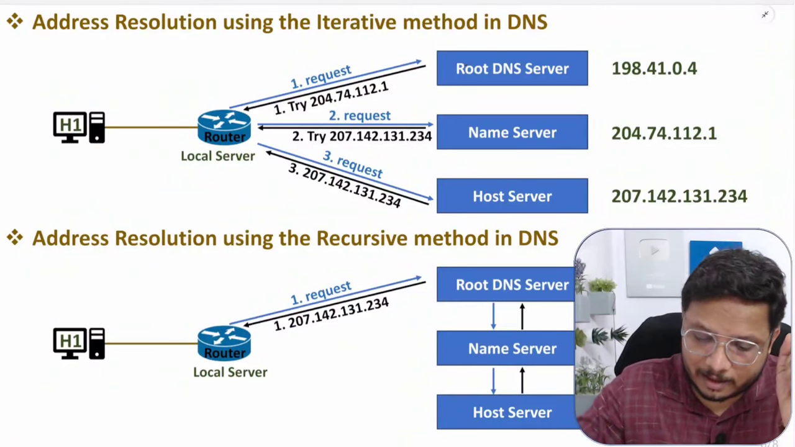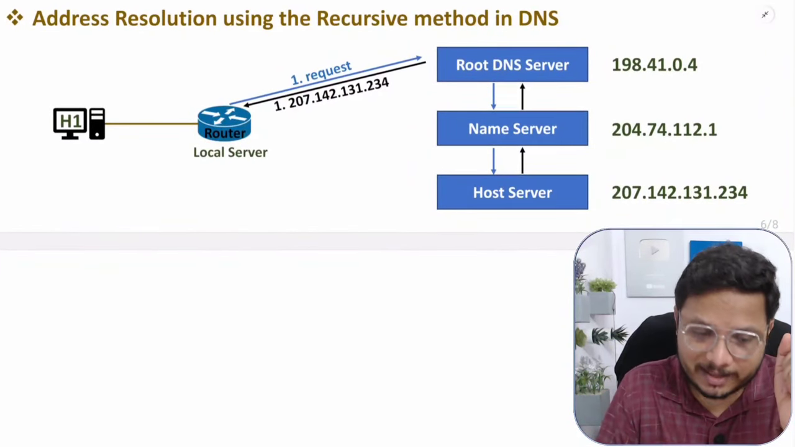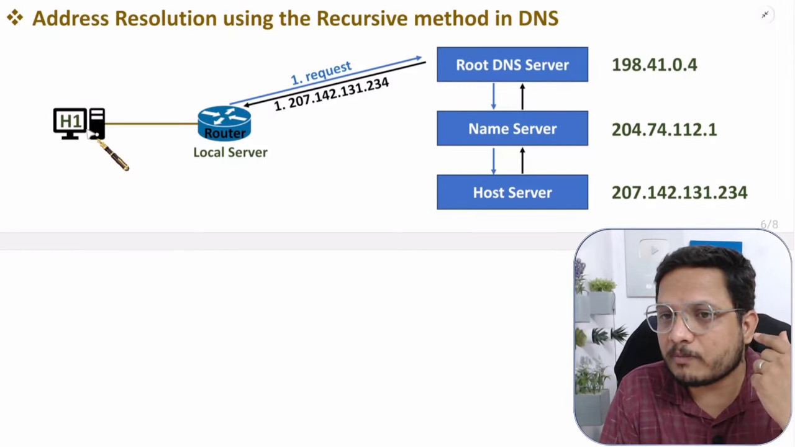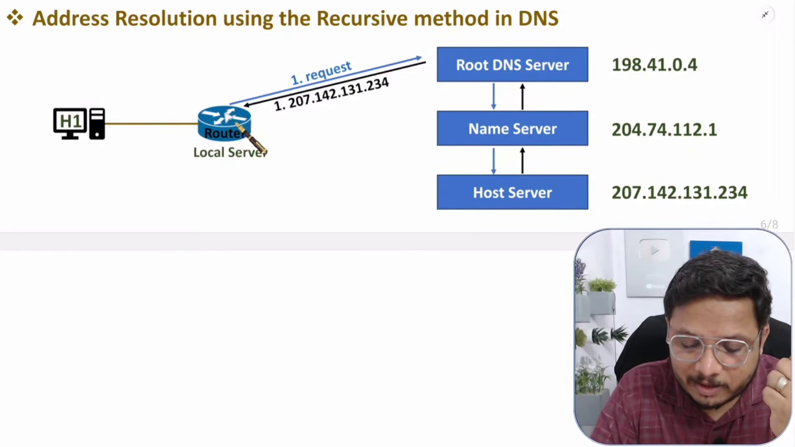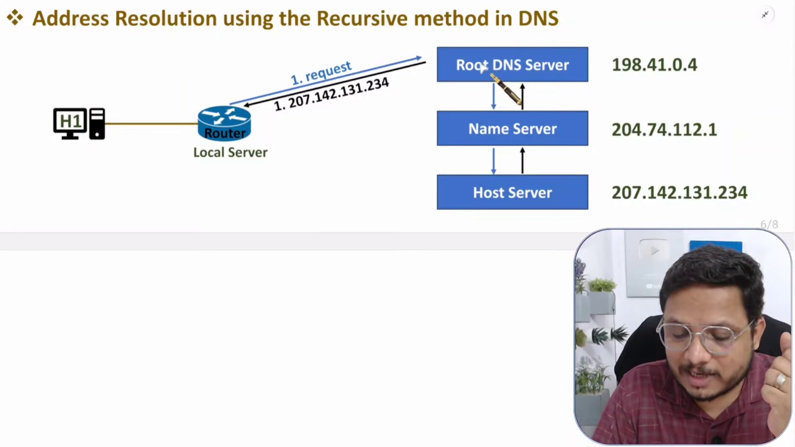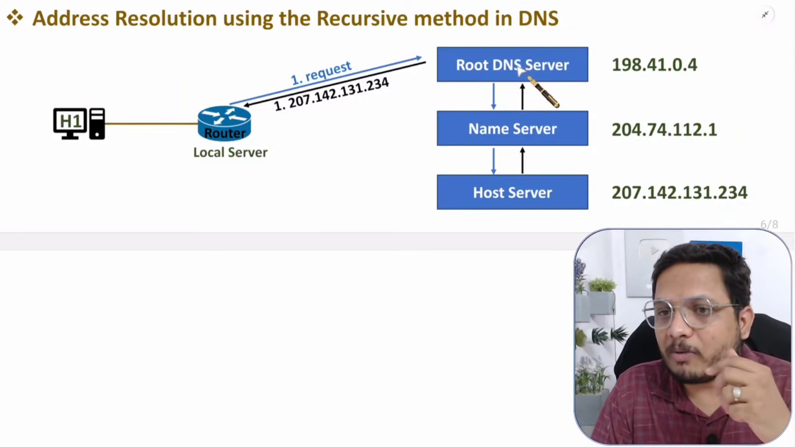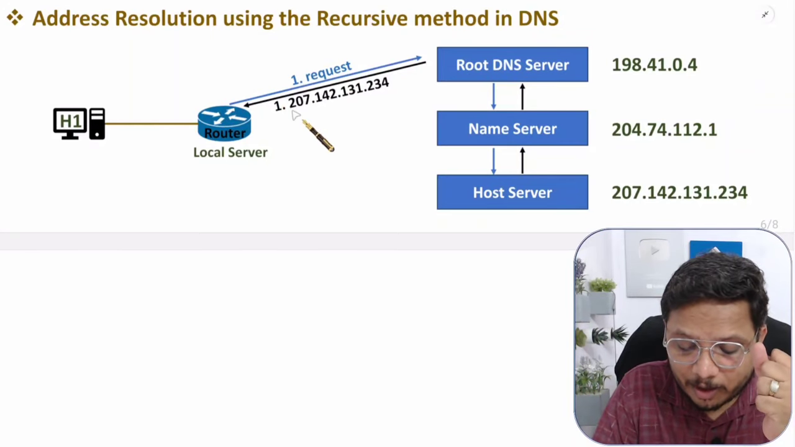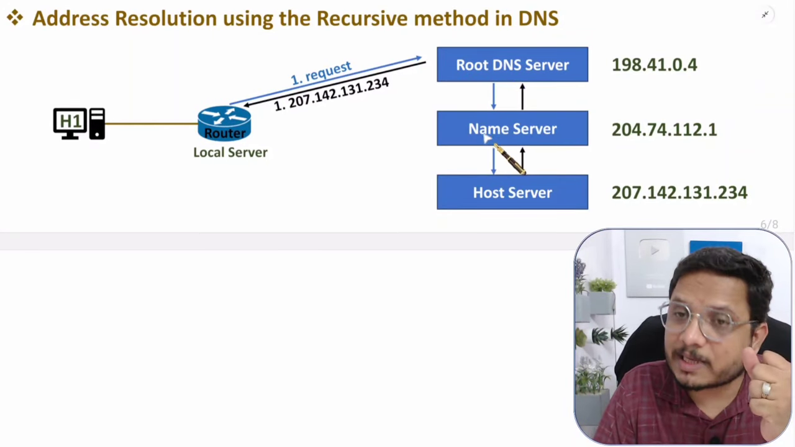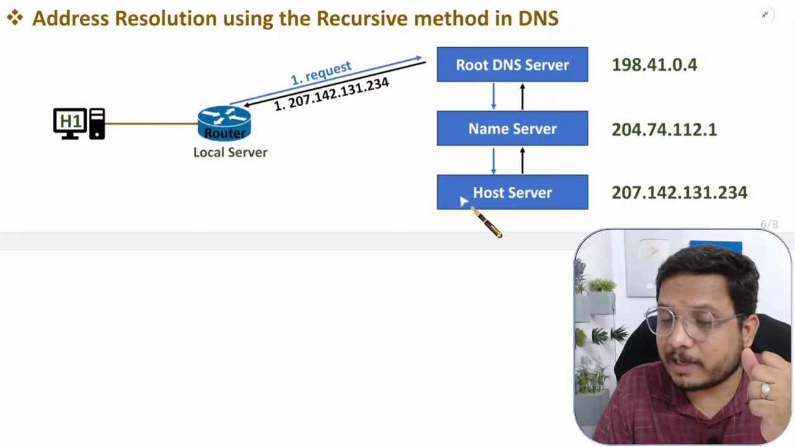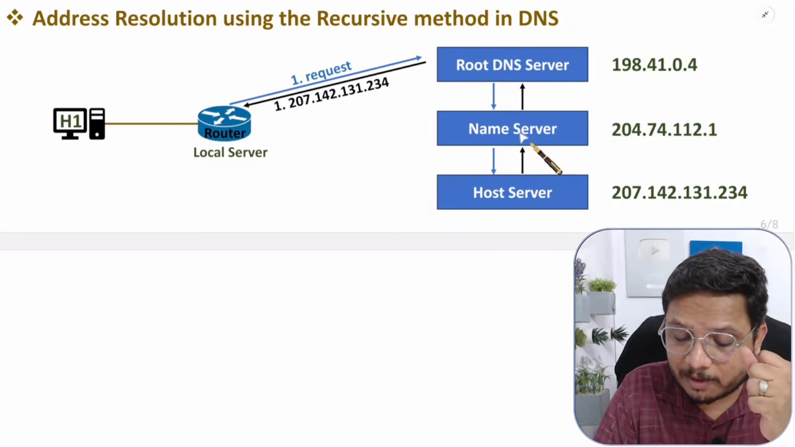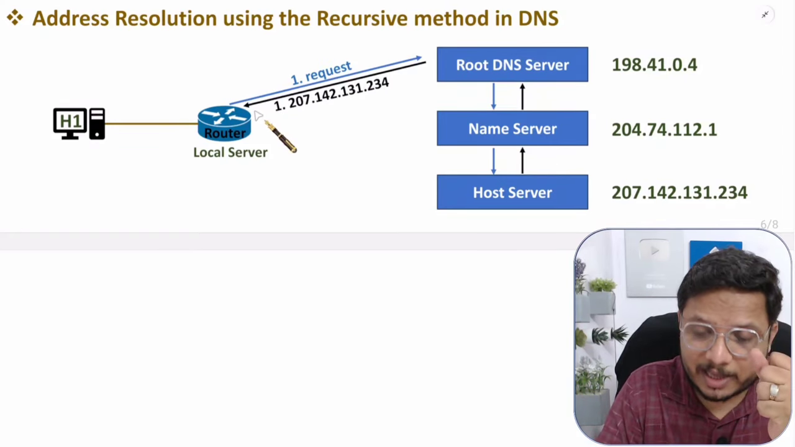Now the second approach is quite interesting. You see what is happening. When this host is requesting a website's IP with the use of DNS, at that time the local server is requesting this DNS server. Now this DNS server does not have an idea about what the IP is. So what it does is, it will not give feedback directly over here. It will ask the name server, then the name server will ask the host server. Now the host server will deliver the exact IP to the name server. Now the name server will deliver that IP to the root DNS. Now that IP will come over here.